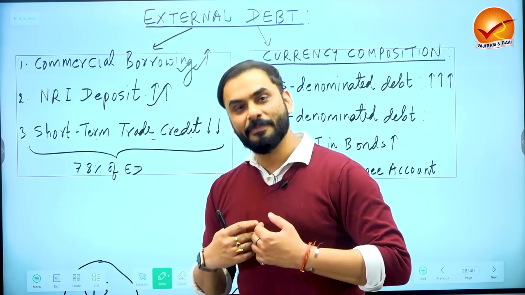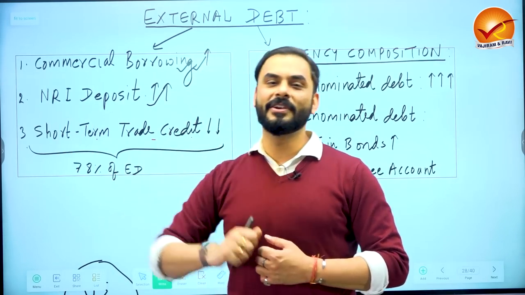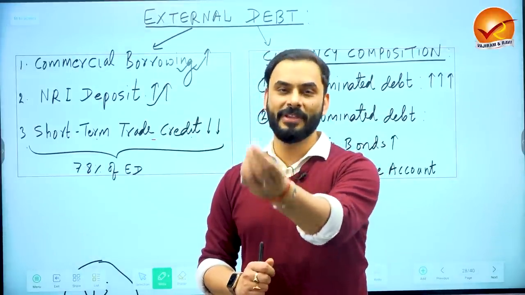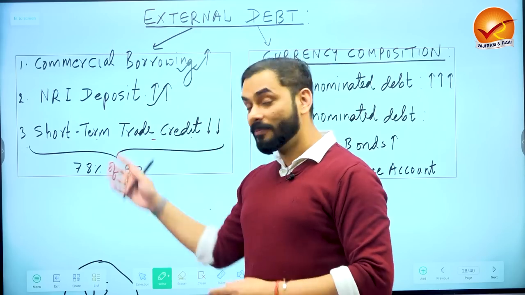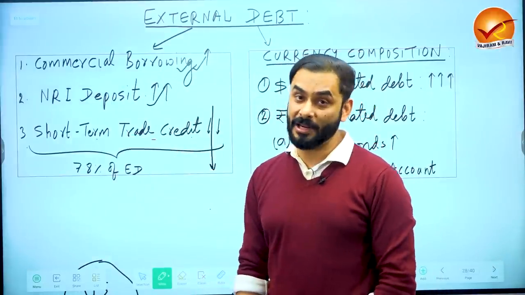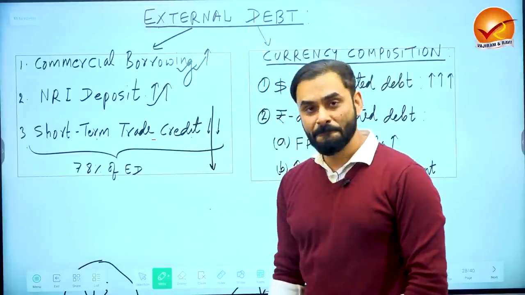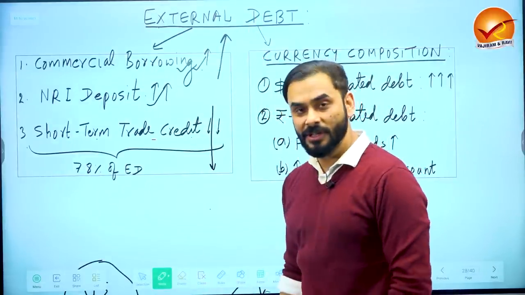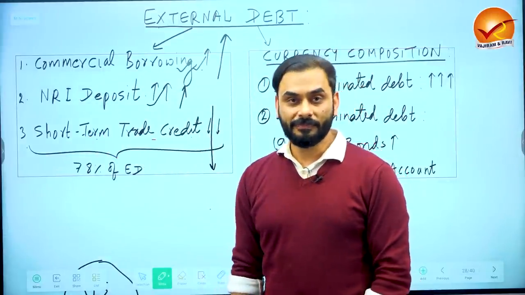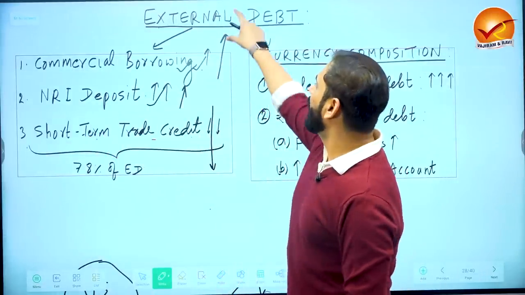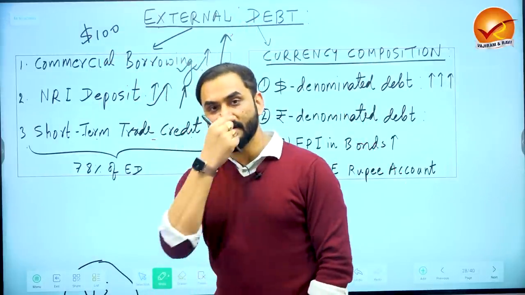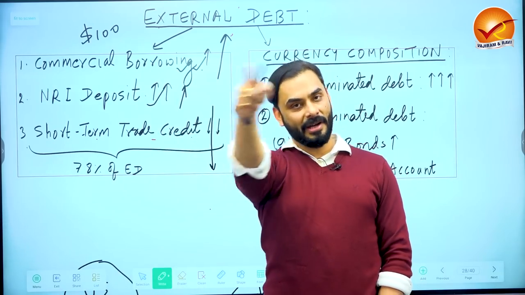So when an Indian buyer buys something in a foreign country and we don't make the payment immediately, we make the payment after a few days, a week or something. That is called short-term credit. Over time, short-term credit has come down. You must remember this for UPSC prelims. So in our external debt, our commercial borrowings have increased, NRI deposits have increased, but our short-term trade credit has come down. And overall, if you look at the entire external debt of India, suppose the entire external debt of India is $100, which means India has taken $100 from other parts of the world.